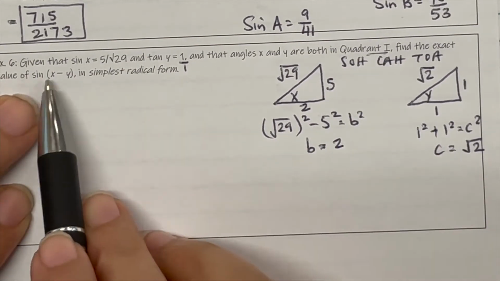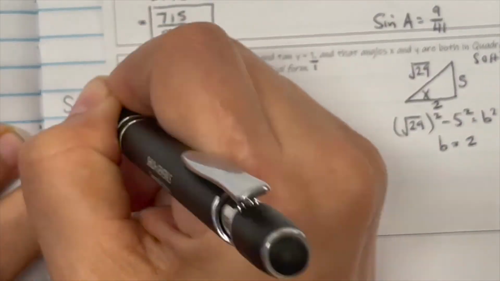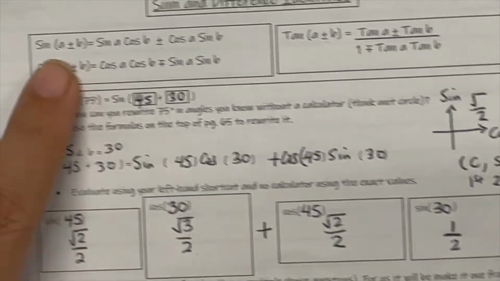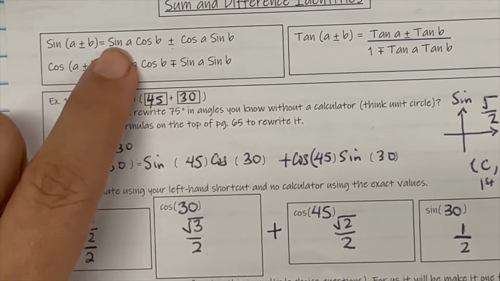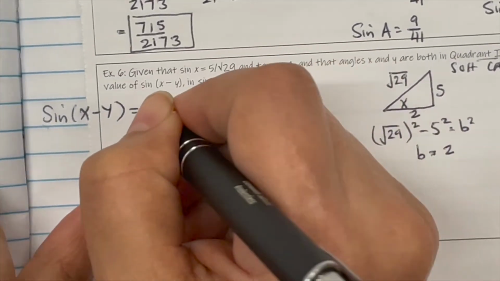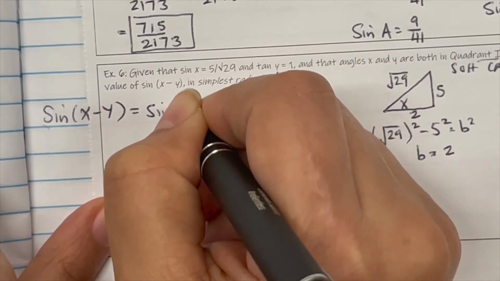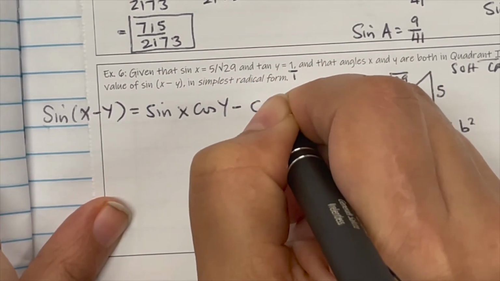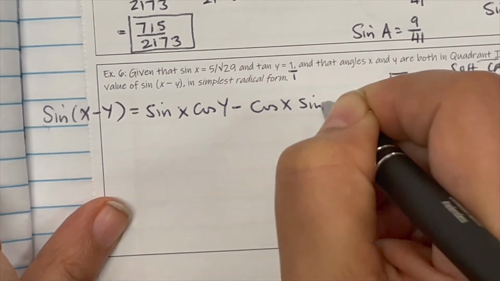Now once you have that, we're going to do sine of x minus y. So we're going to look back at the formula to see how to write that out. So sine of minus will be minus. So sine A cos B, cos A sine B, and it's a minus. So sine x cosine y minus cosine x sine y, just according to the formula.